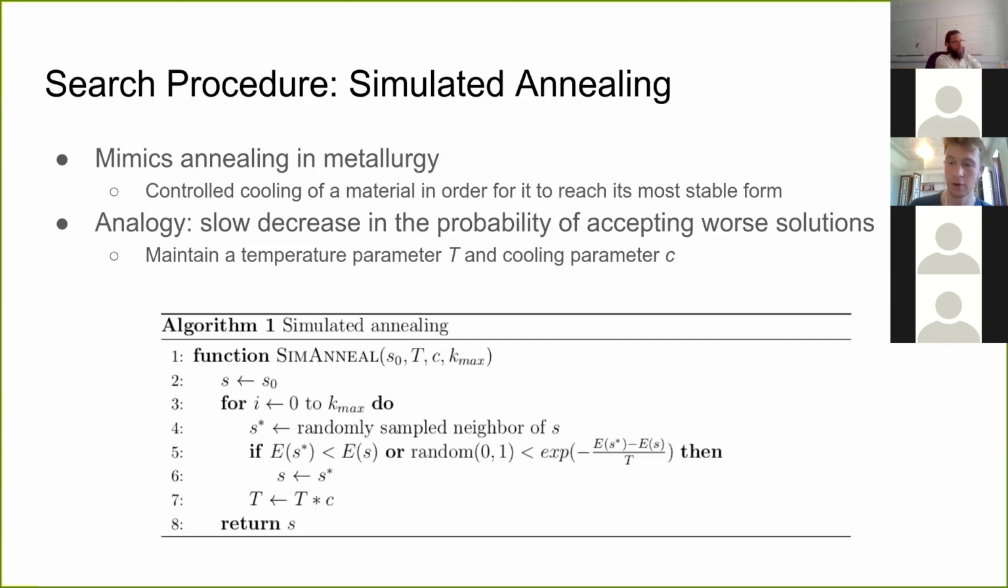And the analogy for optimization in computing is you slowly decrease the probability of accepting worse solutions. So you maintain a single state, and as you're searching the space, you start with a very high probability of accepting a worse solution as you apply actions that give you equivalent variants of that state. And then as search progresses, you become a bit more stringent and say, okay, I'm only going to accept a solution if it's truly better than the current state. And this is modulated by a temperature parameter and a cooling parameter, which determine this probability of accepting a worse solution and the rate at which this probability decreases.